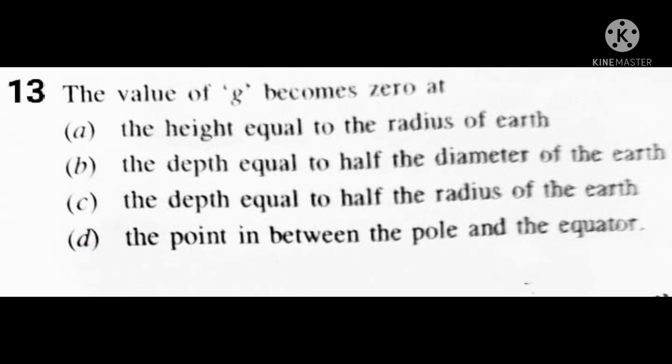We know that the value of g becomes 0 at the center of the earth, and it is at a depth equal to half of the diameter of earth. So the value of g becomes 0 at the depth equal to half the diameter of earth. So here B is the correct option. The value of g becomes 0 at the depth equal to half the diameter of the earth.